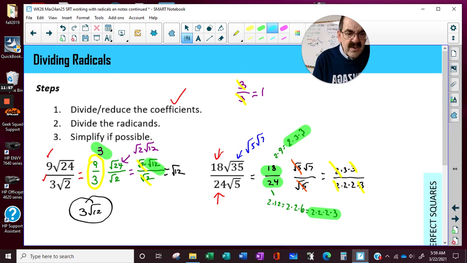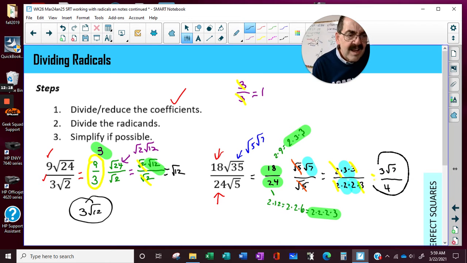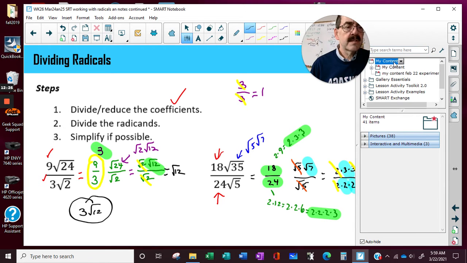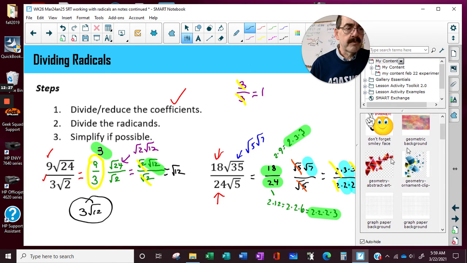Let's get a different color. Square root of 7, 3, 2, 2. Let's clean all that up. 3 radical 7 on top, and a 4. Okay? And this is why we're calling this Skill Builder Week.